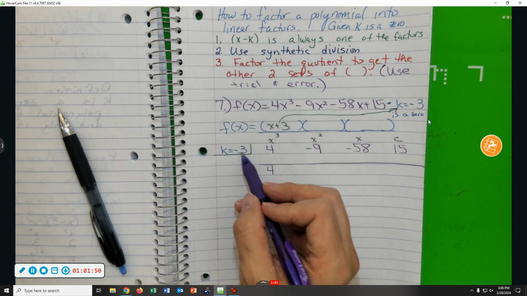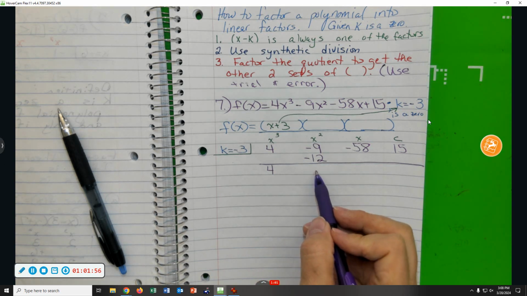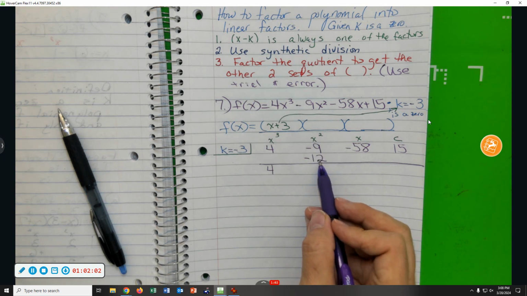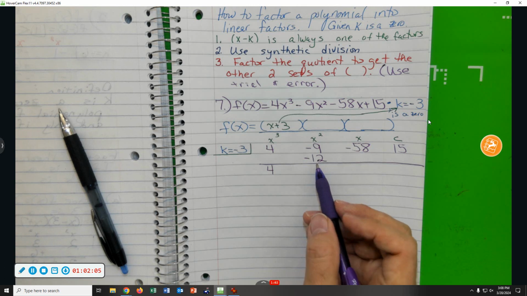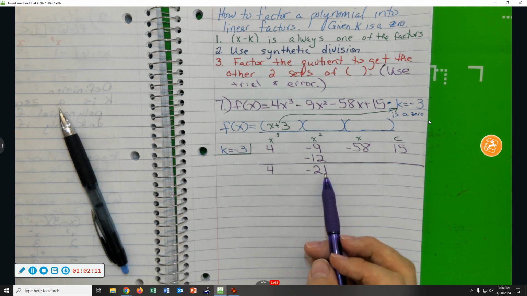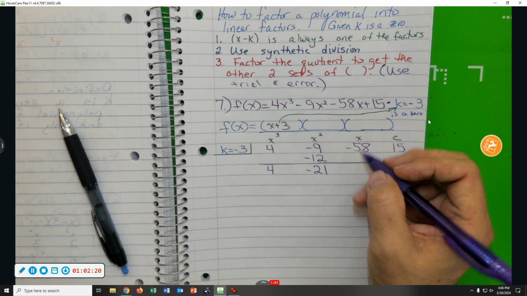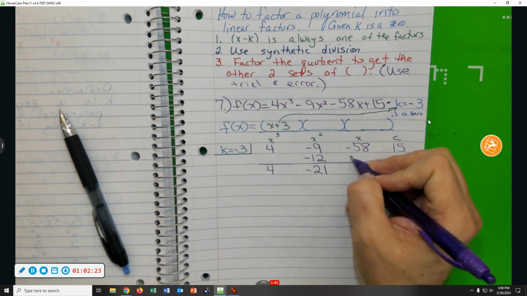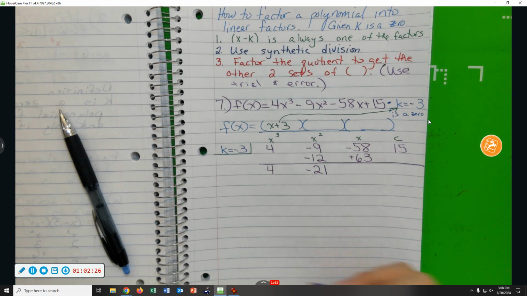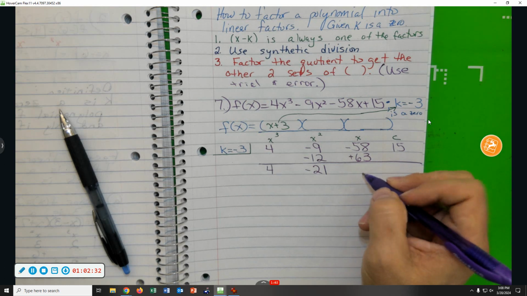Four times -3 gives me a -12. Down here, -9 minus 12, you're adding -9 plus a -12, -21. -21 times -3 gives me a positive, so that's 63. What's -58 plus 63? It's going to be a positive 5.